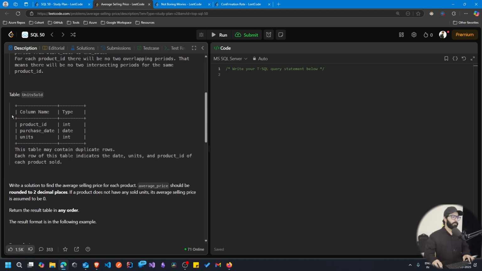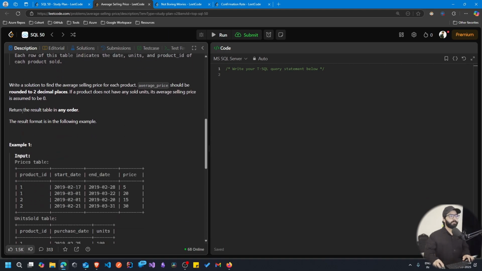Okay. And here we have product ID, purchase date, units. This table may contain duplicate rows. Each row indicates the date, units, and product ID. Write a solution to find the average selling price for each product called average price, and this should be rounded to 2 decimal places. If a product does not have any sold units, its average selling price is assumed to be zero. Return the result table in any order.